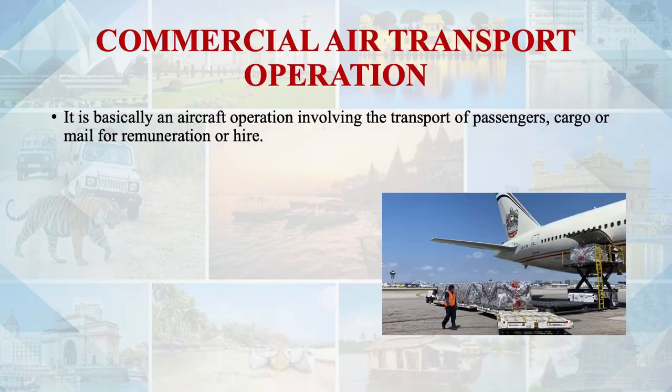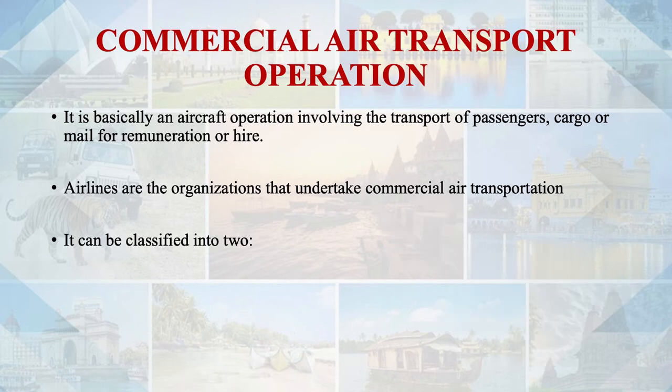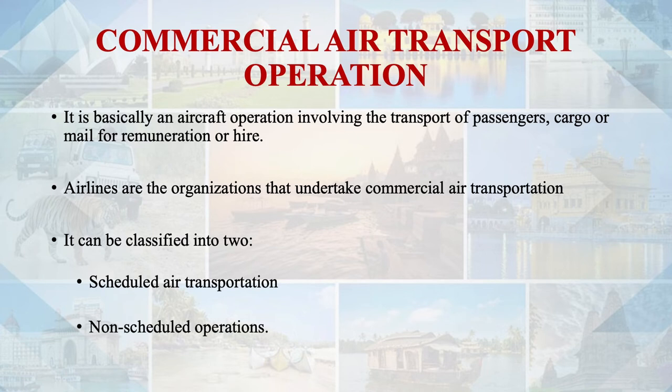Commercial air transport operation is the most visible player. As we said, an airline is part of commercial air transportation. It is basically an aircraft operation involving transport of passengers, cargo, or mail for remuneration or for hire. Airlines are organizations that undertake commercial air transportation. They can generally be classified into two: scheduled air transportation and non-scheduled air transportation.